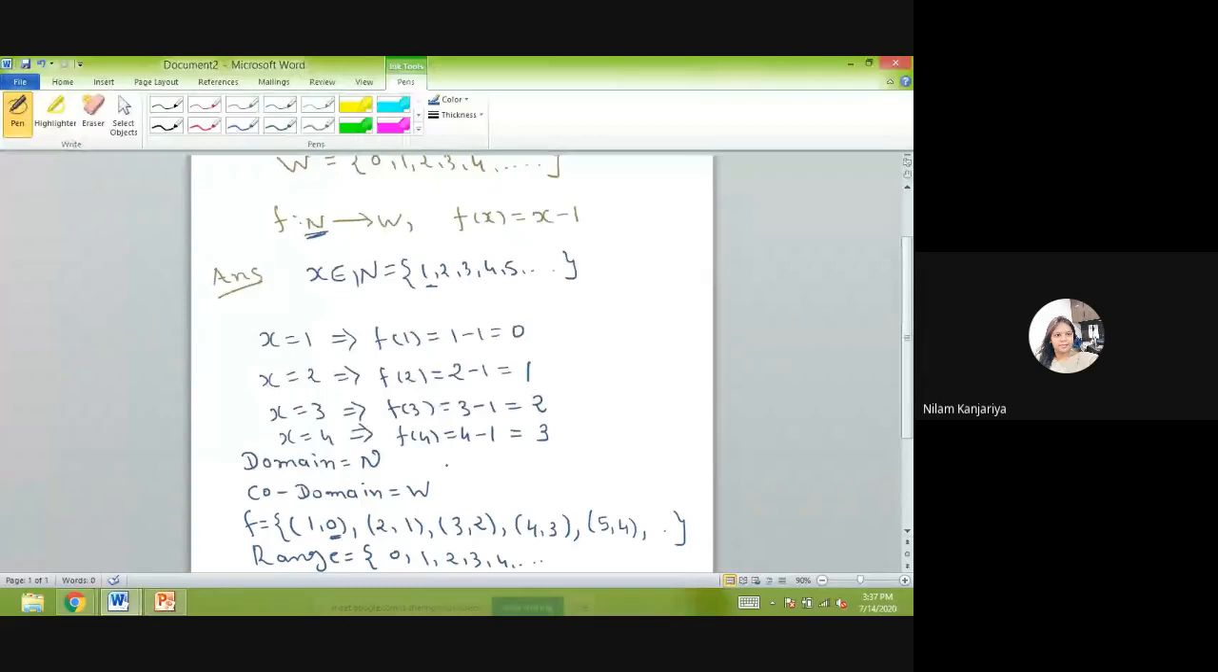Here 4, 5 and so on. This is your range. Range indicates some special set. The elements 0, 1, 2, 4, 5 are from the W. So the range is your W here. Clear?